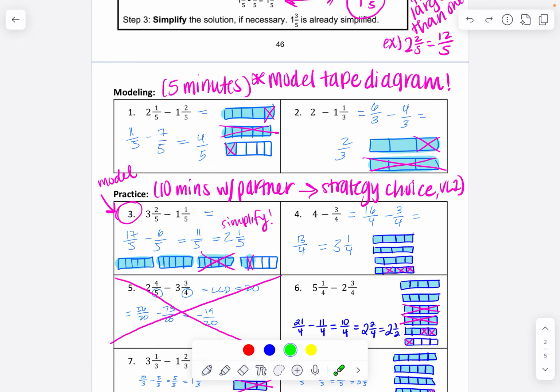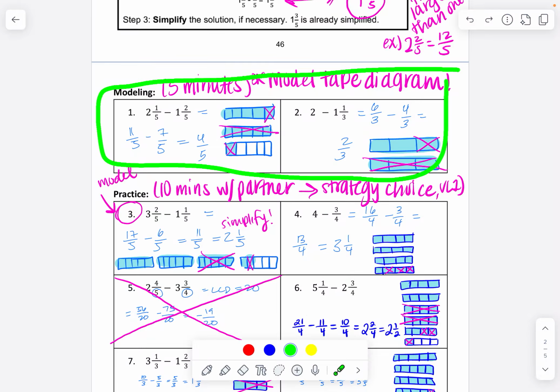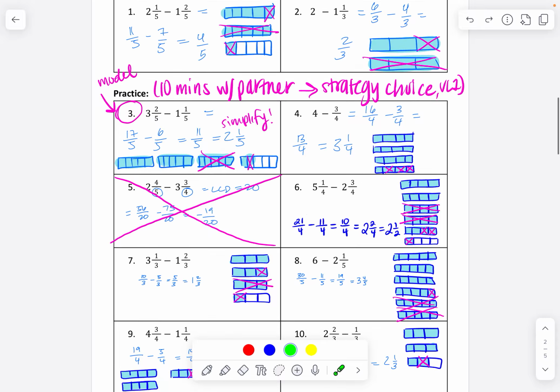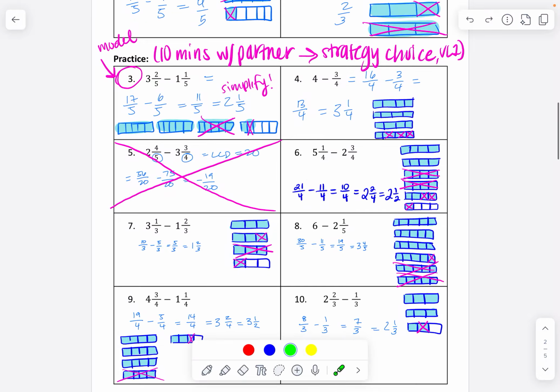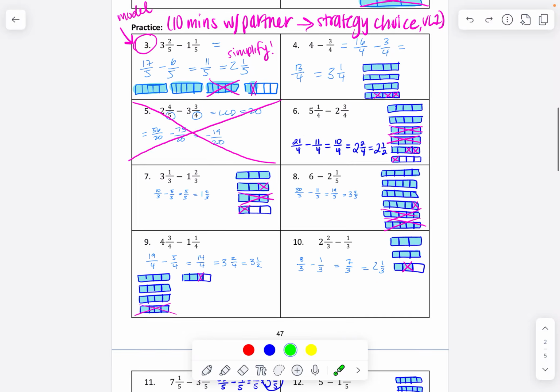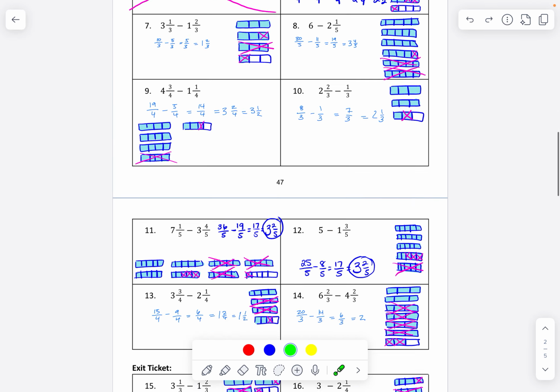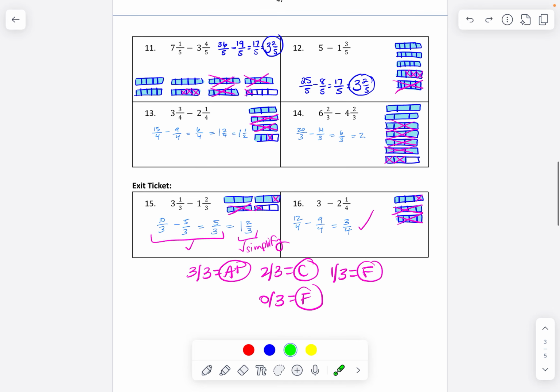You will take 5 minutes modeling for students how to do questions 1 and 2, and then, questions 1, 2, and 3, sorry. And then you are going to launch them into partner practice for questions 4 through 14 for 10 whole minutes before they start their exit ticket for 5 minutes.